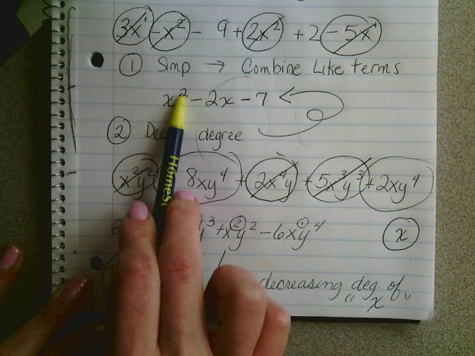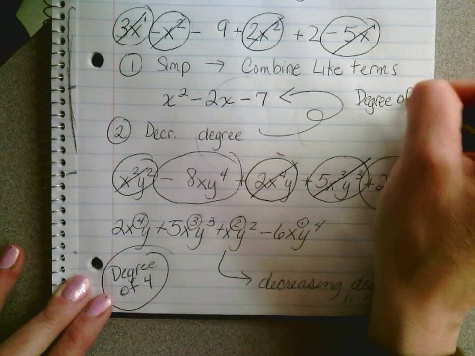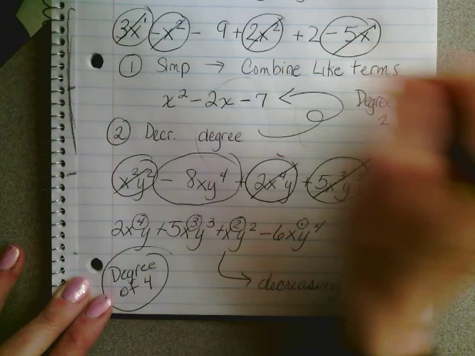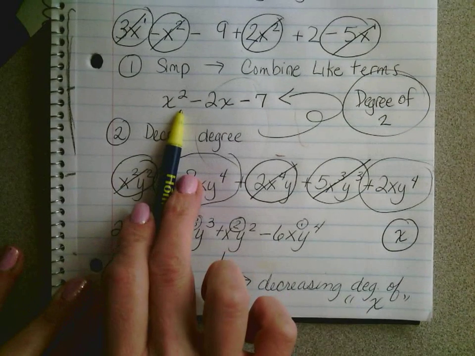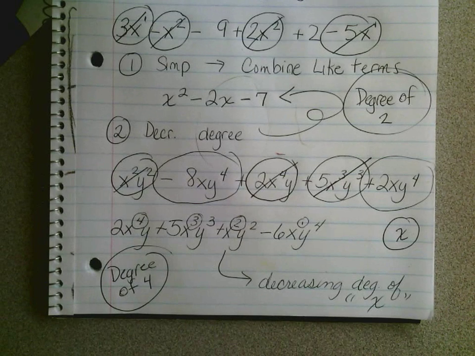And this one has a degree of 2 because of that. So if you're asked for the degree of a polynomial, you give me the largest degree of any of the terms once it's been simplified. I mean, technically you can do it before you simplify it because it's still going to be the same, but it's just easier to do it that way. Okay?